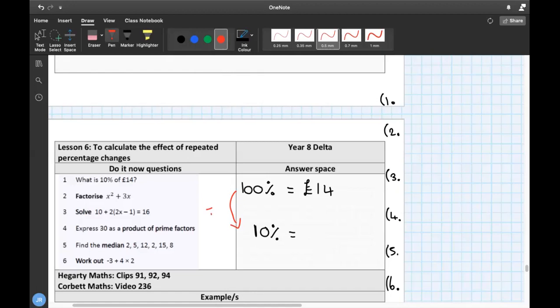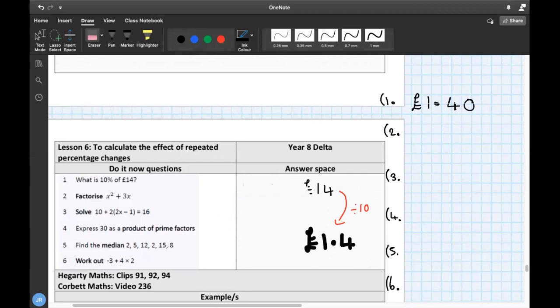You divide by 10. So you'll need to do the same thing with your monetary amount and divide that by 10 as well. Now, 14 divided by 10 is 1.4. But if you put 1.4 as your final answer, you will not get full marks because 1.4 is not technically a correct monetary amount. 1.4 is £1.40. Okay, so your final answer must be £1.40, not £1.4.